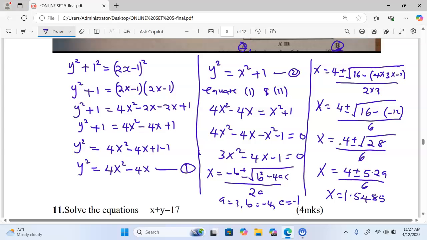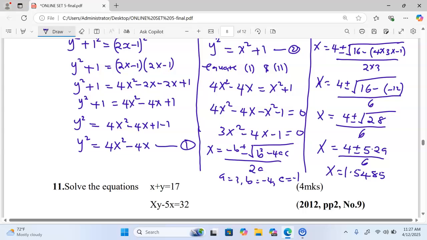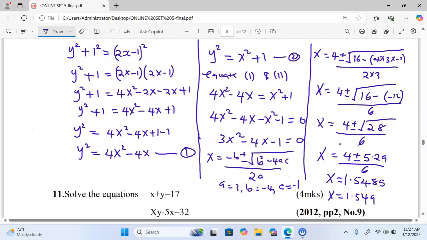This one gives us 1.5485, and the other value of x is going to be negative. But since the length cannot be negative, that is 4 minus 5.29 divided by 6, you get a negative number. And therefore the value of x is going to be equal to 1.549. Since the measurements were given in meters, the answer is going to be in meters.